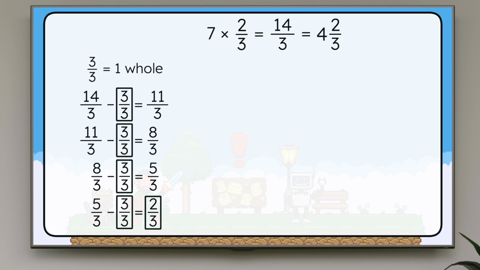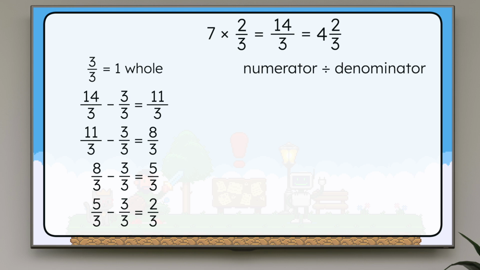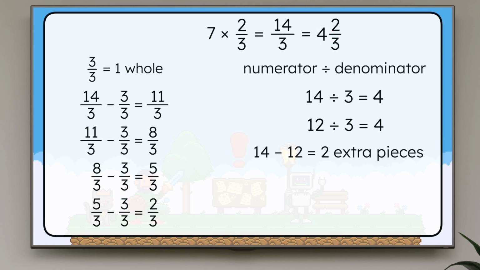Remember, we can also convert improper fractions to mixed numbers by dividing the numerator by the denominator. In this case, 14 divided by 3. 14 isn't a multiple of 3, but 12 is. 12 divided by 3 equals 4, which is the same whole number answer from our subtraction strategy. And since 14 is 2 more than 12, that leaves 2 extra pieces, or 2/3. That's the same answer, 4 and 2/3.